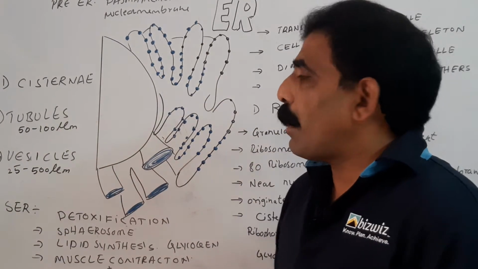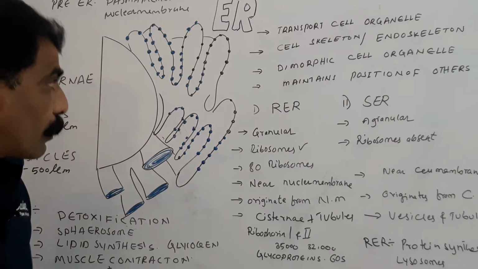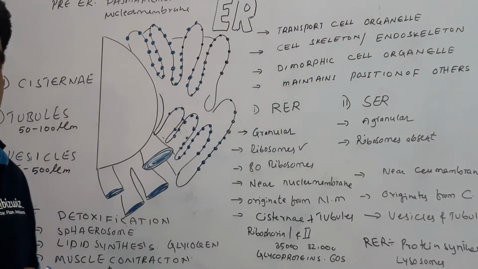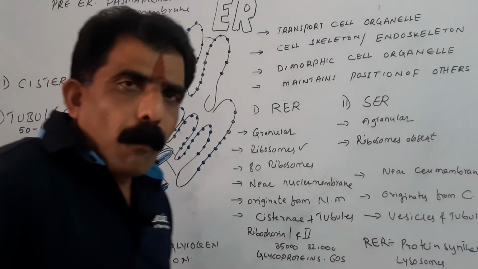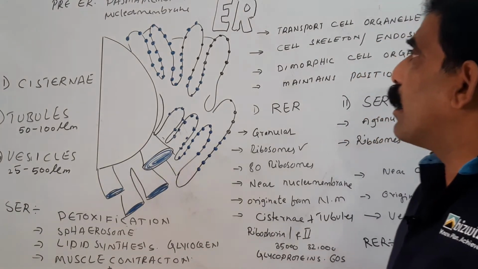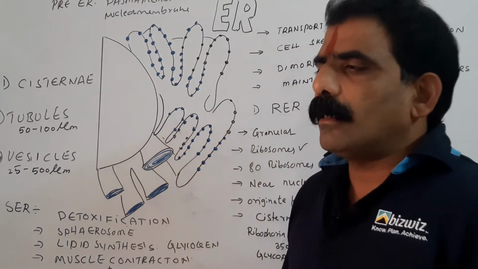In this session, I am going to discuss one of the cell organelles of the endomembrane system, nothing but the endoplasmic reticulum, which is abbreviated to ER. So ER stands for endoplasmic reticulum.